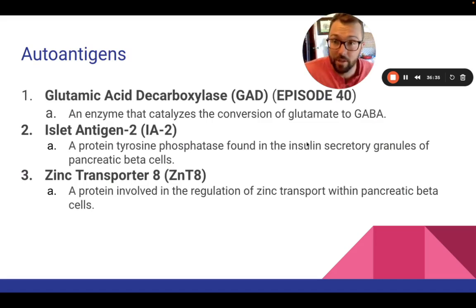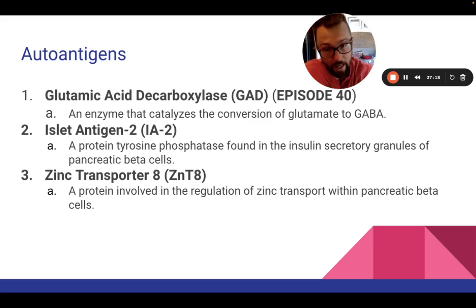And then you have the autoantigens. Like I mentioned, with GAD, glutamic acid decarboxylase, I did a whole episode talking about the intricacies between converting glutamate to GABA and how influential having GABA around is for insulin secretion. We'll talk more about how that manifests in our following episode 43. Islet antigen 2, it's a tyrosine phosphatase found in the insulin secretory granules of pancreatic beta cells. So this is an antigen attacking the granules of insulin that are being secreted by beta cells.